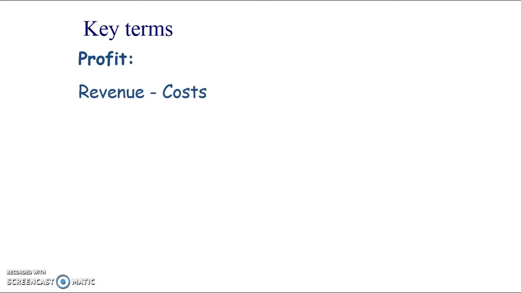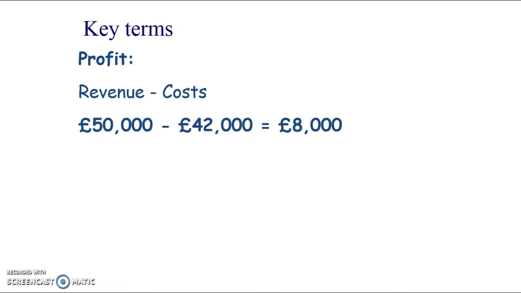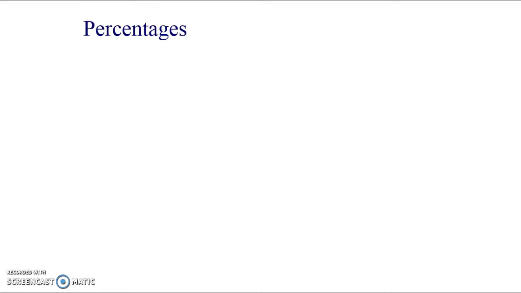Profit is just the revenue minus your cost, so it's the reward that you have left over. But if your costs are larger than your revenue, it's going to work out as a loss. So if we take those two examples there, £50,000 minus £42,000 will give us £8,000 profit for that business.